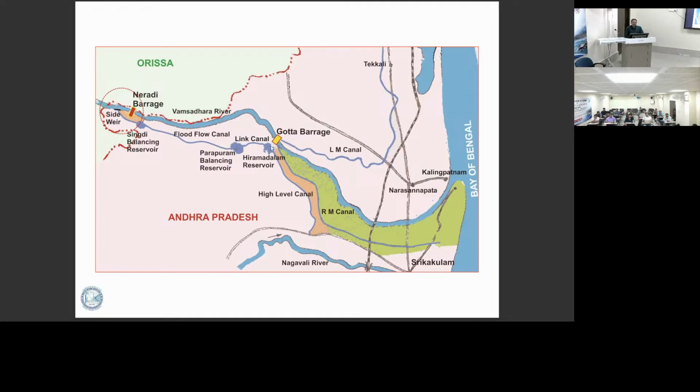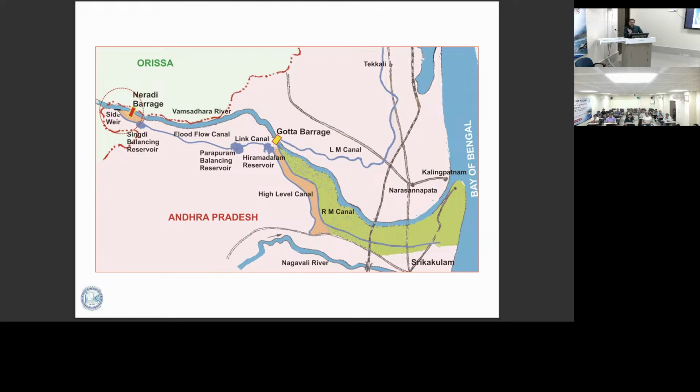So the Naradi barrage was proposed. There is a problem with Orissa and Andhra Pradesh, so backwater effect studies were required to be done. That is one thing, but later there was a side weir proposal here.